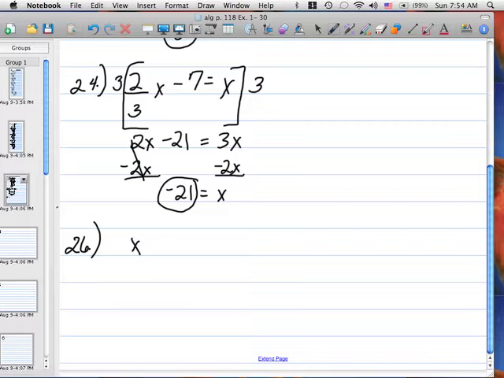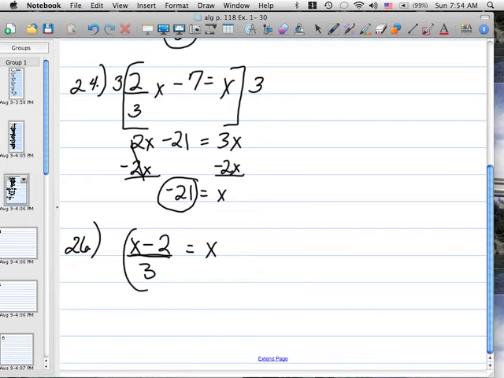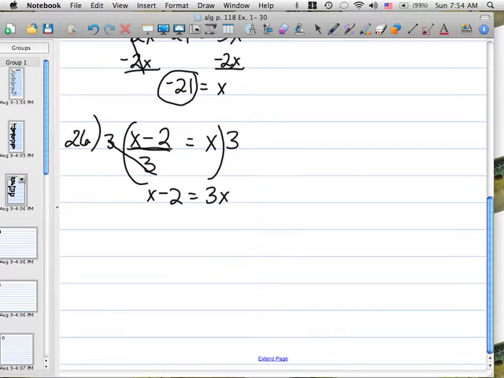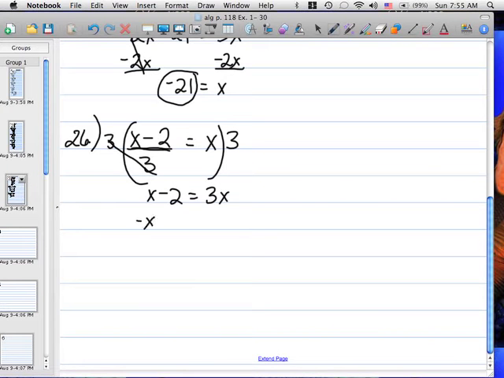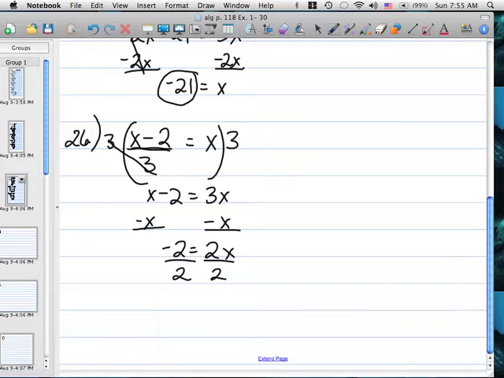I have x minus 2 over 3 equals x. I want to eliminate the fraction, so I'm going to multiply both sides by 3. This case is different than the last one since x minus 2 is completely divided by the 3. When I cancel the 3's out, I'm only left with x minus 2 equals 3x. Since the 3x is by itself, I want to do the opposite of x on this side and move it out of here. So subtract x from both sides. I get negative 2 equals 2x. Solving for x, divide both sides by 2. Negative 1 is my solution.